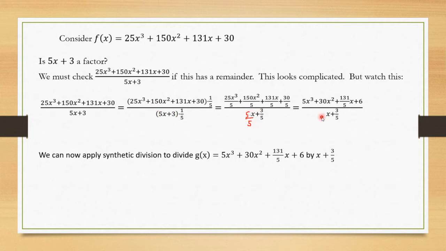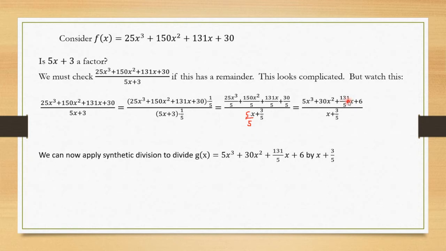We get x plus 3 over 5. For the top, though, what I did remember was I distribute, like so, and we get this. 25 over 5, that's 5x cubed. 150 over 5 is 30x squared. 131 over 5 is just 131 over 5. I mean, you probably could actually divide it in a calculator, I guess, but let's leave it like this. 30 over 5 is 6.